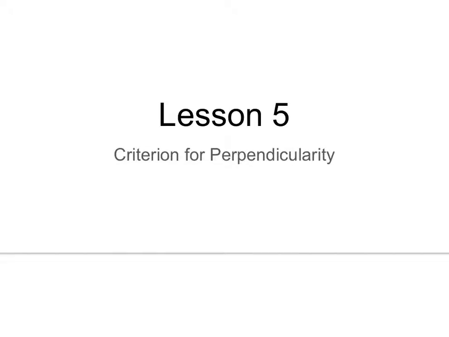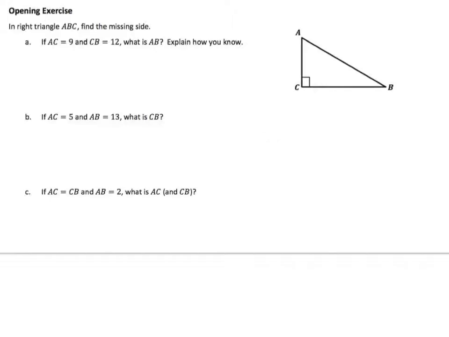Hey, geometry, lesson 5, criterion for perpendicularity. It sounds like a condition somebody could have, but it's okay, it's geometry. So, opening exercise, we have a right triangle ABC, find the missing side.